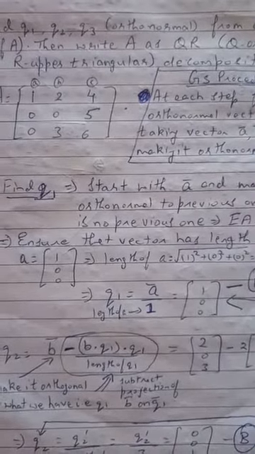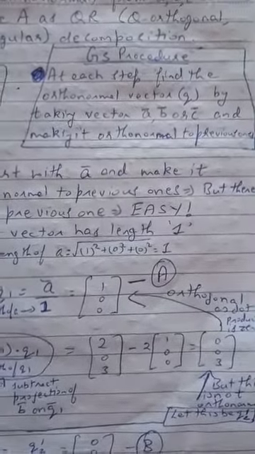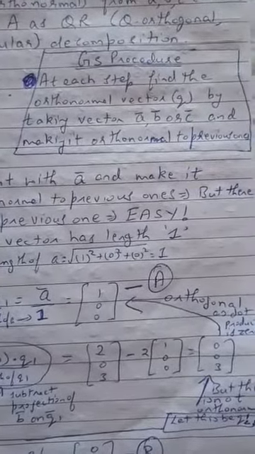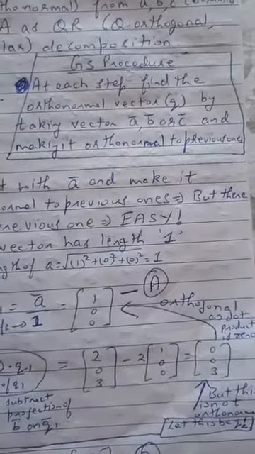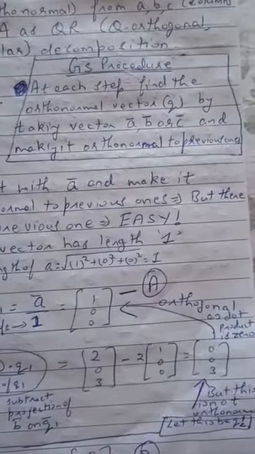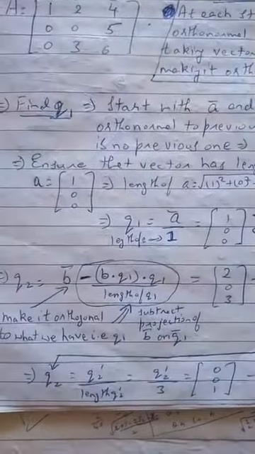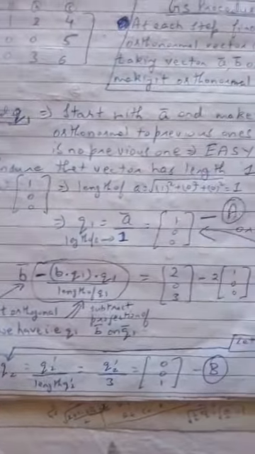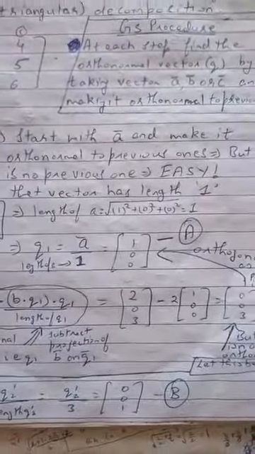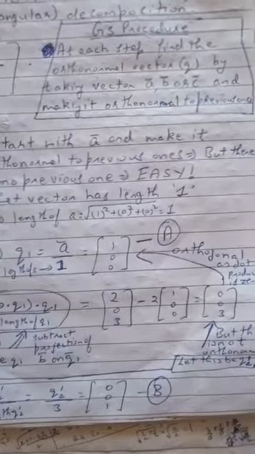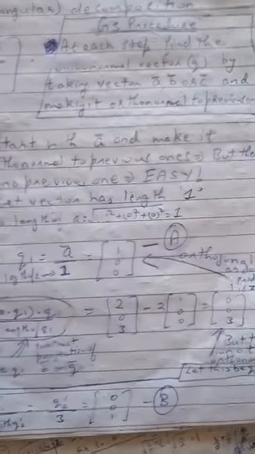Let's first see what the Gram-Schmidt orthogonalization process is. The entire essence of the GS procedure is that at every step we find the orthonormal vector Q by taking vector A, B or C, that is the columns, and making it orthonormal to the previous ones. So what does this mean? Let's start. Let's find Q1, the first orthonormal vector. We start with A, the column 1, 0, 0, and make it orthonormal to previous ones. However, there is no previous one involved in this. Therefore, this step becomes very, very easy.